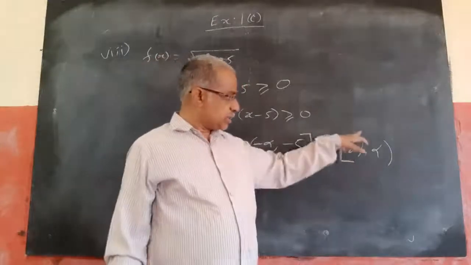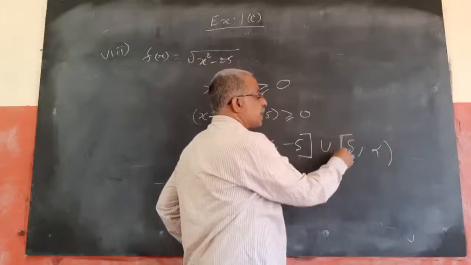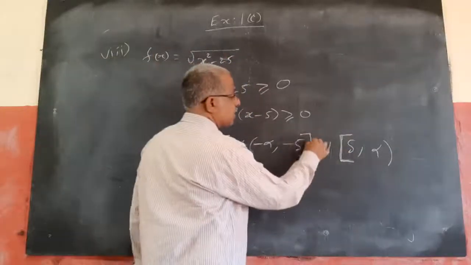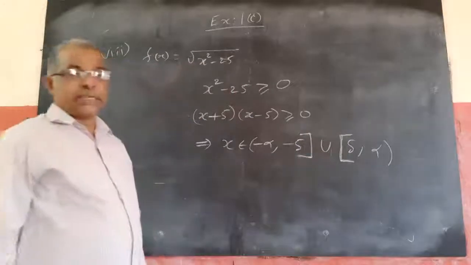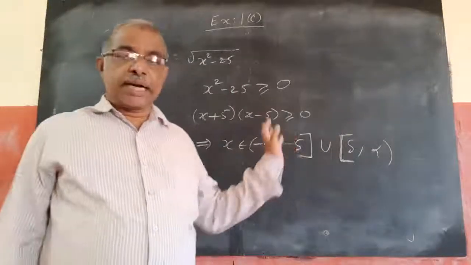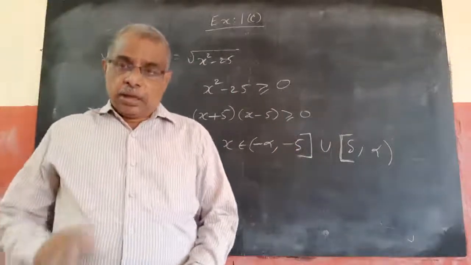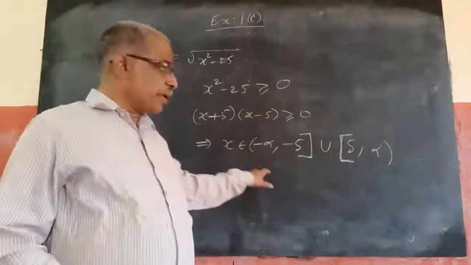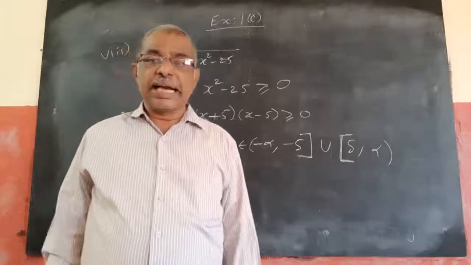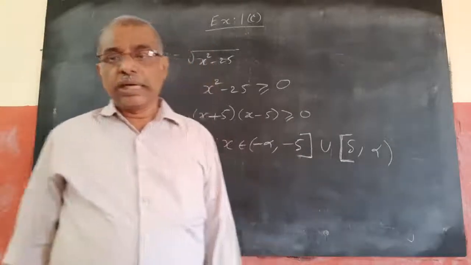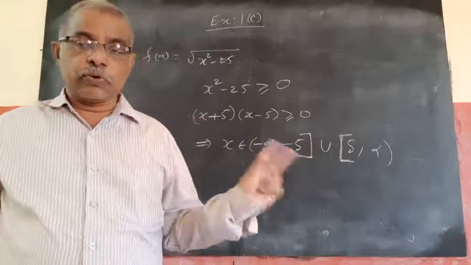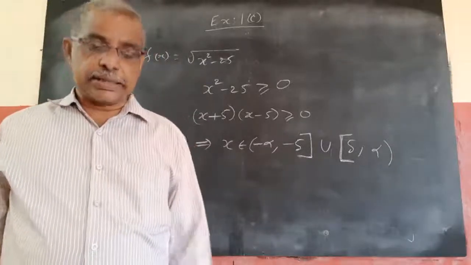This is the difference: the square bracket is called a closed bracket, and it includes the value. An open bracket means excluding that particular value, while the closed bracket includes that particular value also. There is a difference between open bracket and closed bracket.